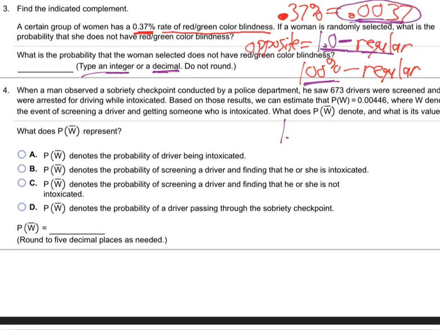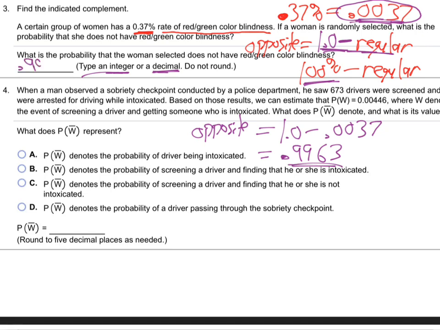So it is good that I changed it here to decimal. I'm going to do the decimal 1.0 minus 0.0037. That would be the chance of the opposite. And that'll be 0.9963, so that's our answer. Yeah, Sean's question is good.